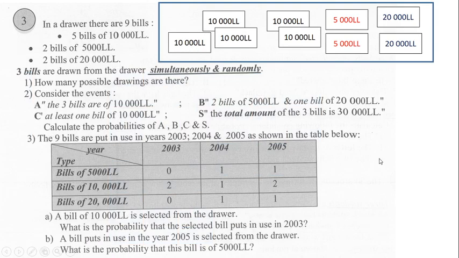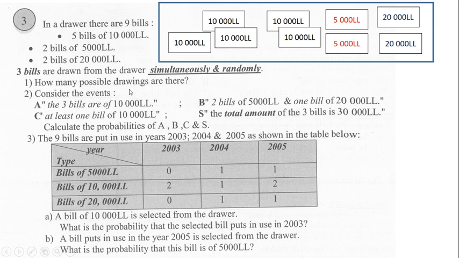Now in this exercise, as we see here, in a drawer there are 9 bills distributed as you see: 5 of 10,000, 2 of 5,000, and 2 of 20,000. I have drawn here 5 bills of 10,000, 2 bills of 5,000, and 2 bills of 20,000. 3 bills are drawn from the drawer. How have they been drawn? Simultaneously, so we are going to use combination.